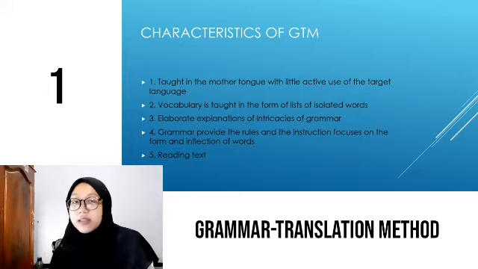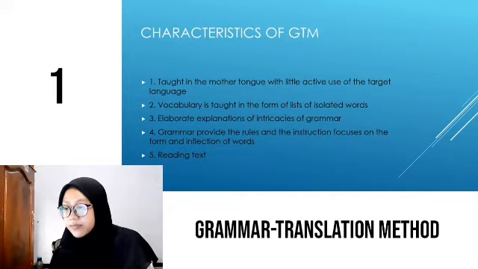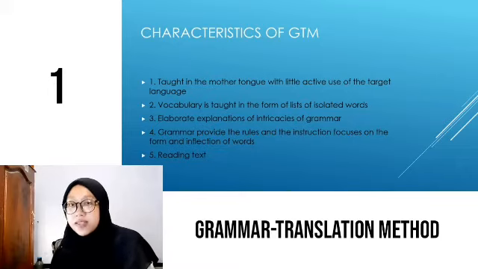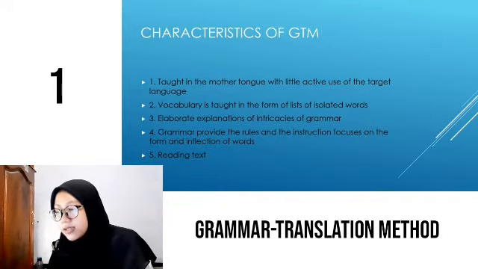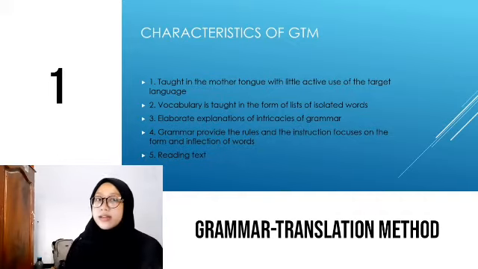Grammar translation method is the oldest method known for teaching a foreign language. This method emphasized mastery of knowledge about a language and didn't aim at mastering productive skills, that is speaking and writing. This method was criticized when there was a need to have productive skills in learning modern languages.